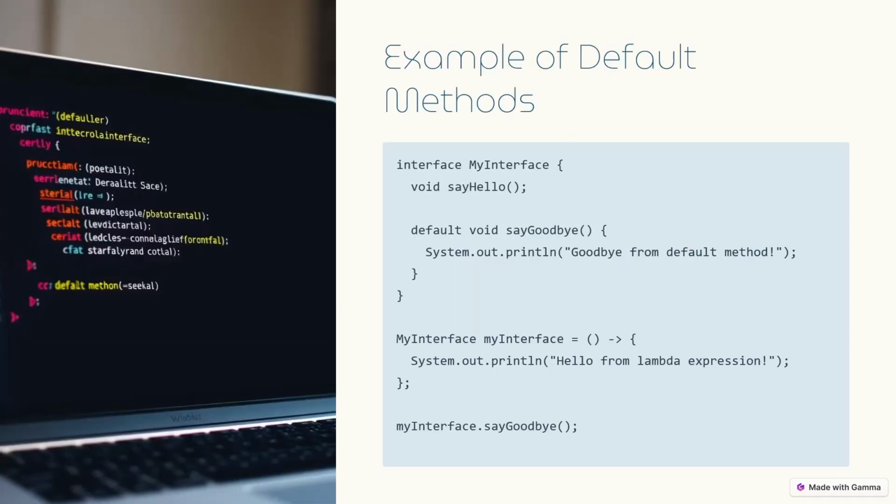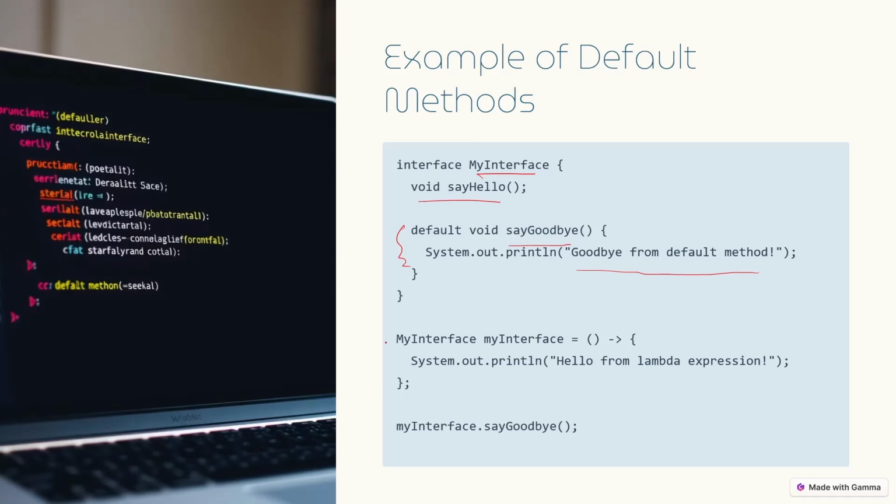Let's see an example here. So interface MyInterface, this is a functional interface. I have one abstract method and I have one default method. What default method am I saying? sayGoodbye. Some goodbye message I'm printing. What is that? "Goodbye from default method." So I need to use this method in my implemented class, in the concrete class.